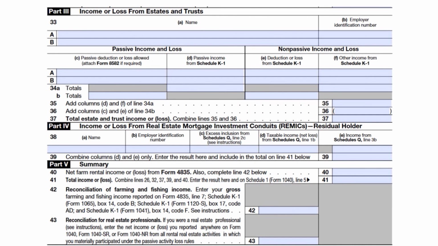And then you transfer afterwards to Schedule 1, Form 1040, line 5. And then on line 42, you do a reconciliation of farming and fishing income, and on line 43, you have reconciliation for real estate professionals. So this is basically it, folks. This is what you need to know about Schedule E, line by line instructions.